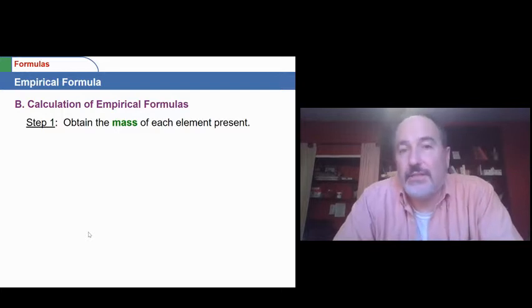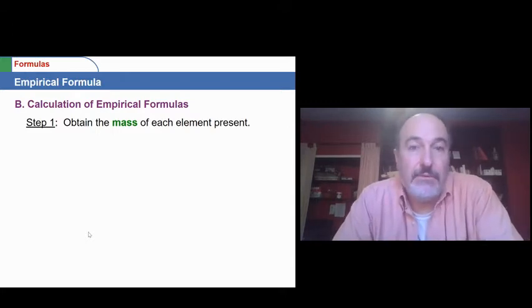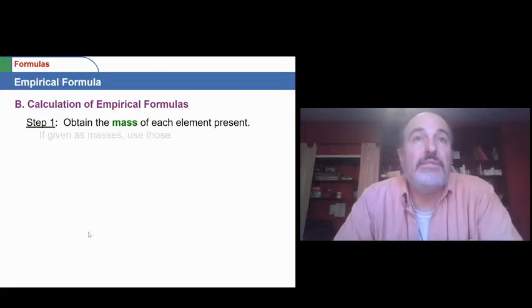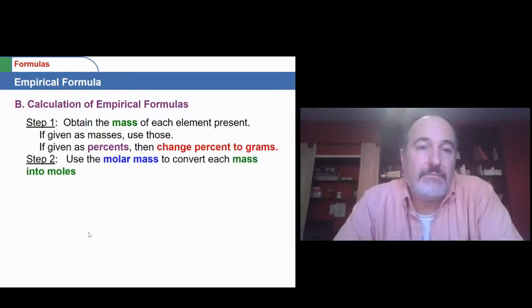But sometimes they give you the information as percentages. Like in a percent composition, they might say that there is 17% of element X and, I don't know, 83% of element Y. Well, if that's the case, then just pretend that you have 100 grams of the substance. If you have 17% of one element, that means you have 17 grams. And if you have 83% of the other element, boom, you have 83 grams. So if it's given as percents, simply change the percent to grams.